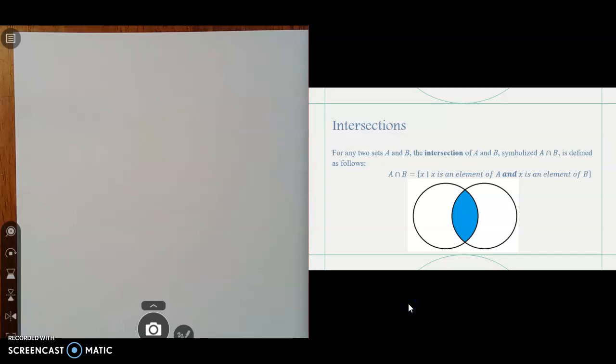So let's talk about intersections first. For any two sets A and B, the intersection of A and B has this symbol that looks kind of like an upside down U. So that's A intersect with B. It's like a little bridge. A intersect B is defined as an element of A and an element of B. If you think about a Venn diagram where you have set A with lots of things in it and set B with a lot of things in it, and there are some things that they have in common, the intersection is just the things that they have in common. It's that blue part that I shaded in the middle.